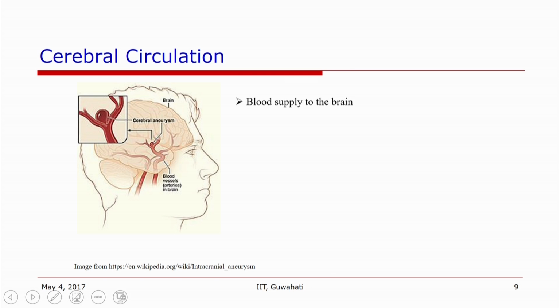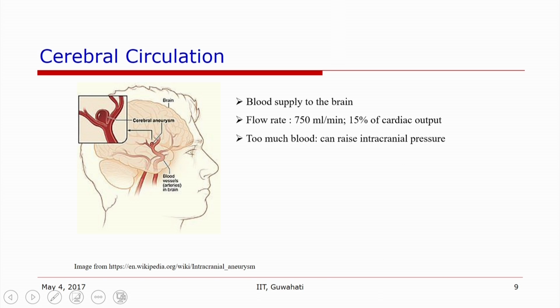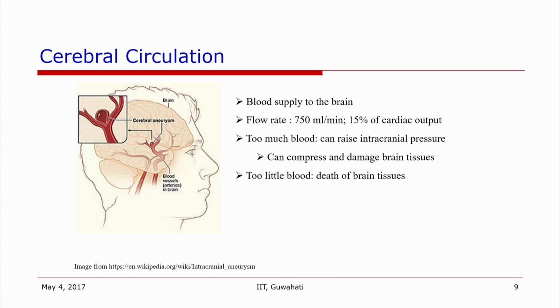Another important organ where blood flow is important is cerebral circulation, which is blood supply to the brain. It is very important to have continuous and regulated supply to the brain. Generally, on an average, about 50% of the cardiac output, which is 50% of the blood that is coming out per minute from the heart, is supplied to the brain, which is about 750 ml per minute, and if this blood is too much, then it can increase the pressure in the brain, which is called intracranial pressure, and then it can compress and damage the tissues in the brain.